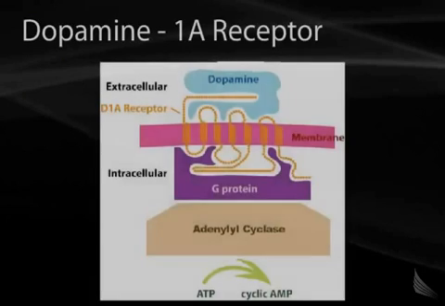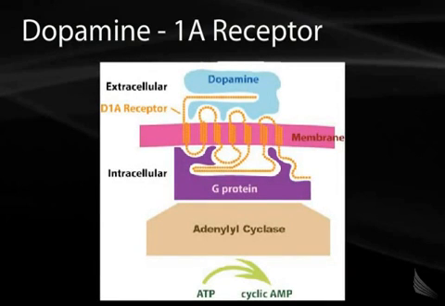Here's an example of the dopamine 1A receptor, which after binding dopamine, the receptor is able to activate a G protein, which is a GTP binding protein. If the G protein is Gs, then it activates adenylyl cyclase, which is able to activate the conversion of ATP to cyclic AMP, which can go on to have other effects in the cell.